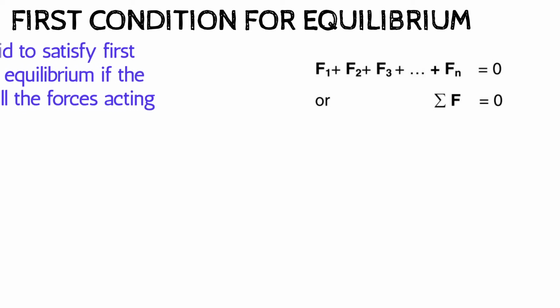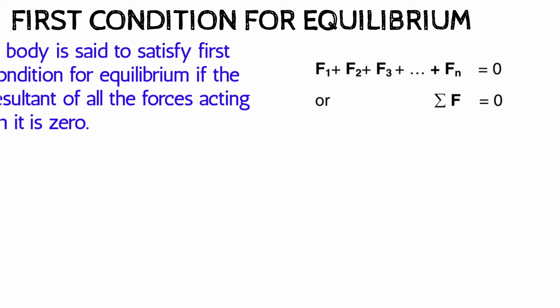A body is said to satisfy the first condition for equilibrium if the resultant of all the forces acting on it is 0. Let n number of forces F1, F2, F3, and so on up to Fn be acting on a body such that the sum of all forces is equal to 0. Here you can see in the picture that sigma F is equal to 0, meaning the total sum of forces is equal to 0. Sigma is a Greek letter, it means summation.